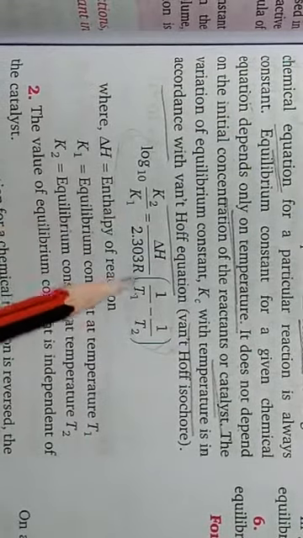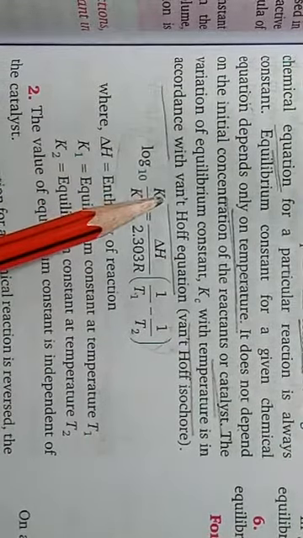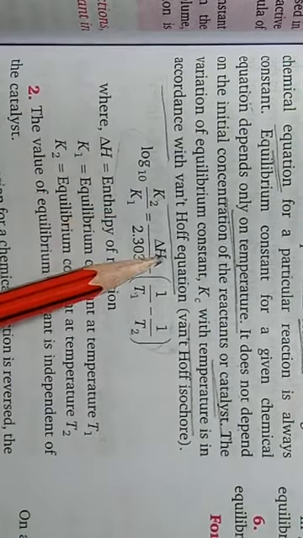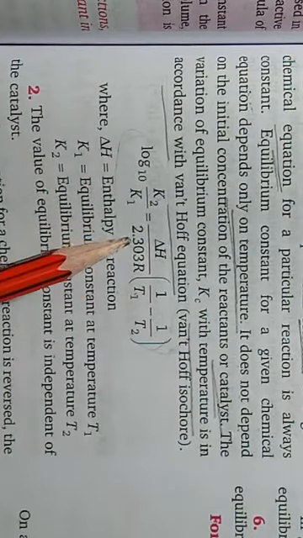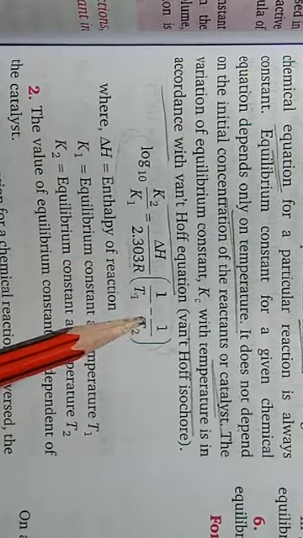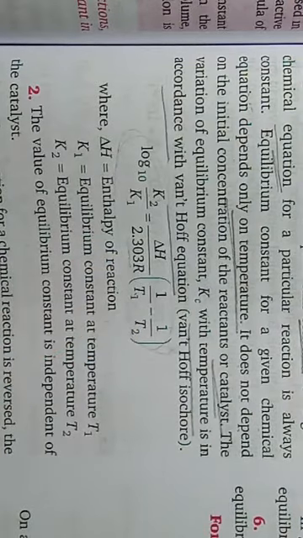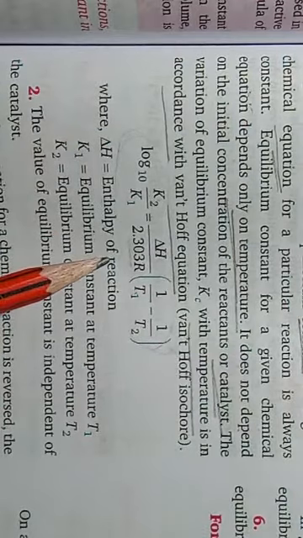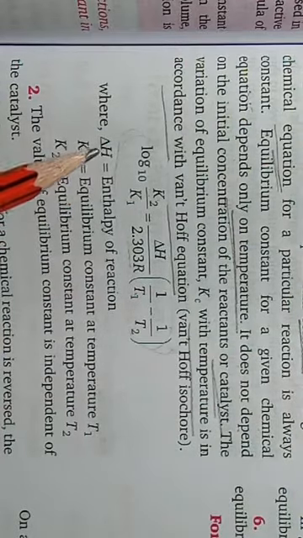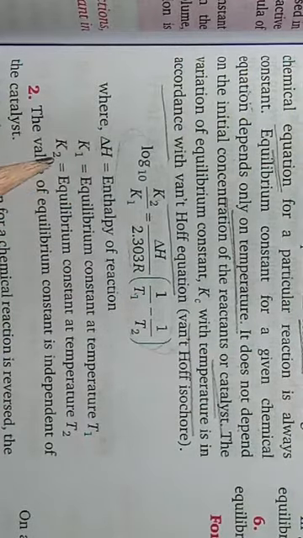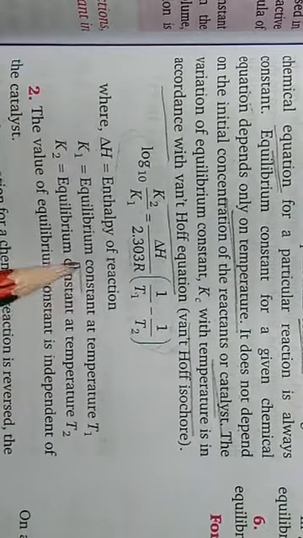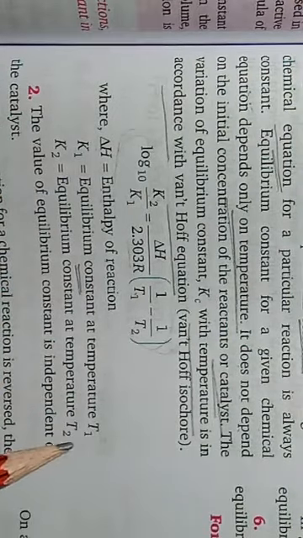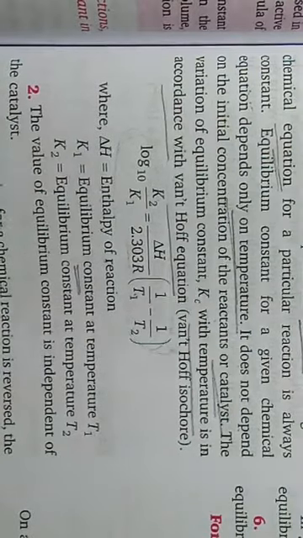So as you can see here, this is log base 10 K2 upon K1 equals delta H divided by 2.303 R, into 1 by T1 minus 1 by T2. Here delta H is the enthalpy of reaction, or simply the change in enthalpy, and K1 and K2 are the equilibrium constants at temperatures T1 and T2 respectively.